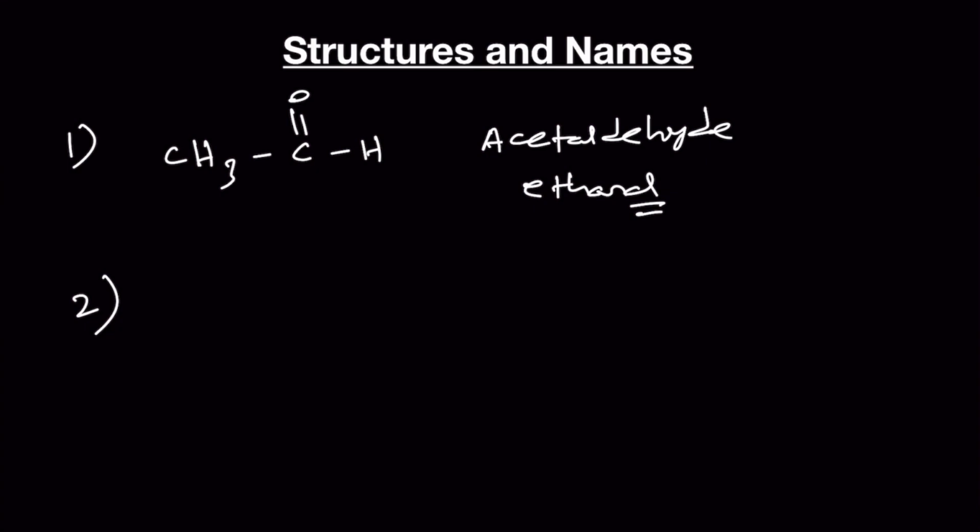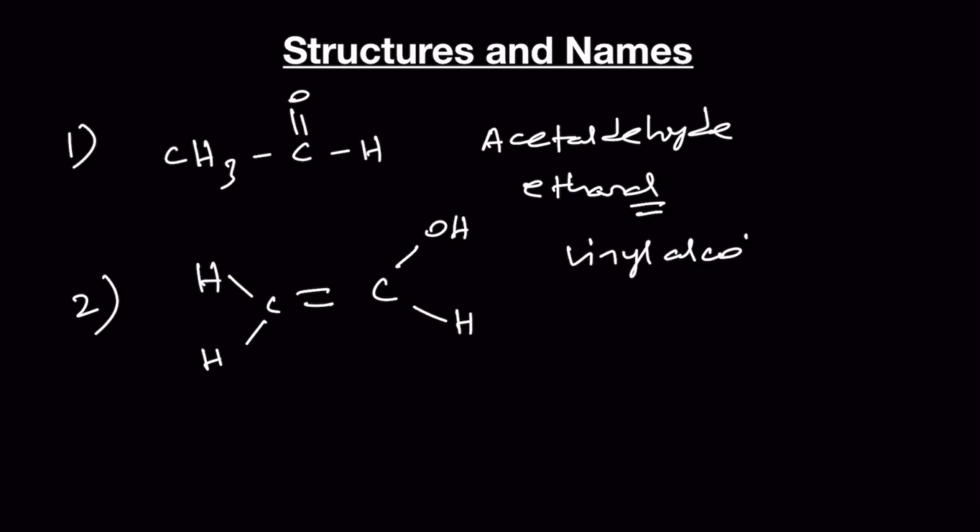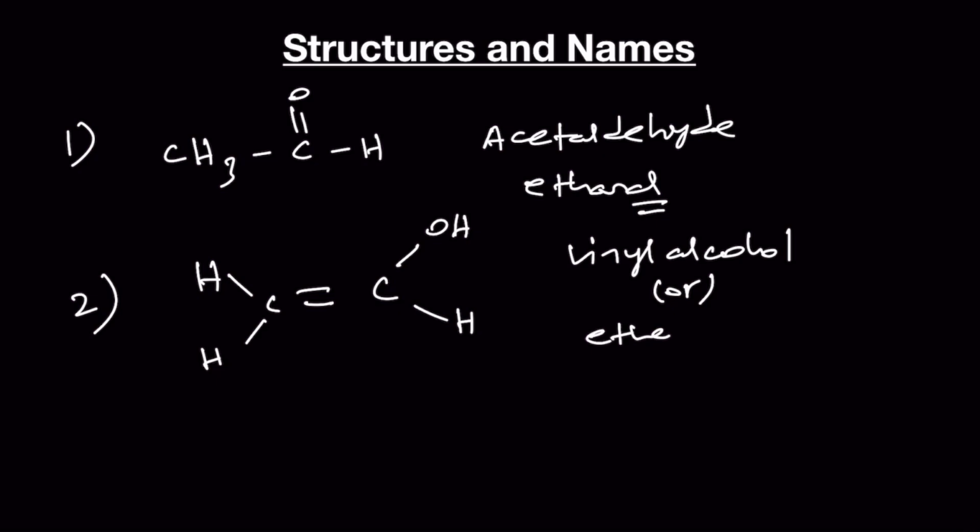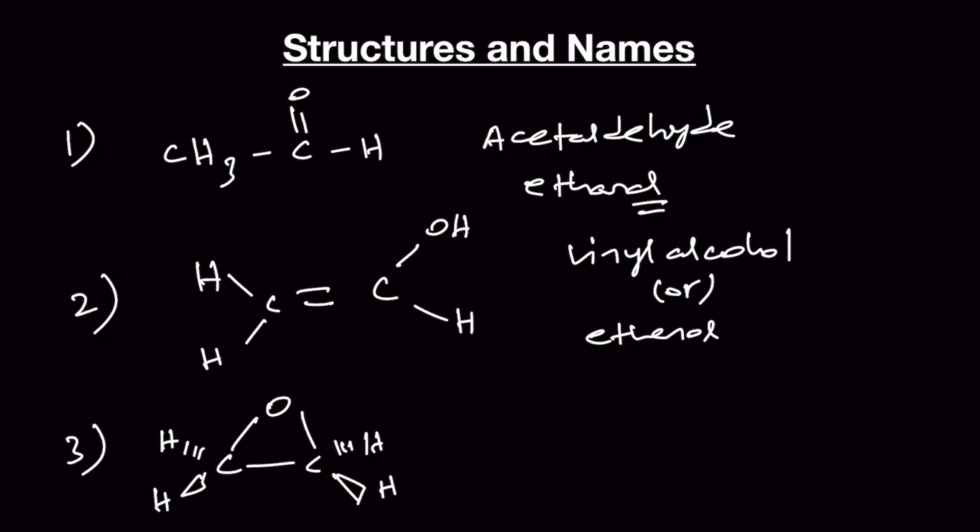Structure 2 is vinyl alcohol, CH2 double bond C OH H. This is popularly known as vinyl alcohol, or the IUPAC name is ethenol. We have a double bond and we also have an alcohol functional group, so ethenol. And the third isomer that we can write is ethylene oxide, popularly known as ethylene oxide, or the IUPAC name is oxirane.